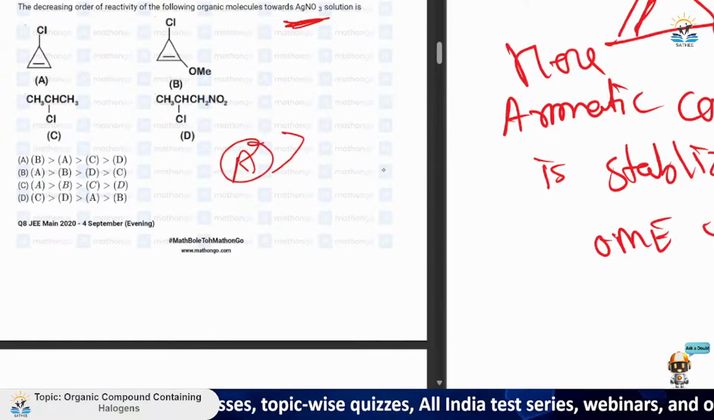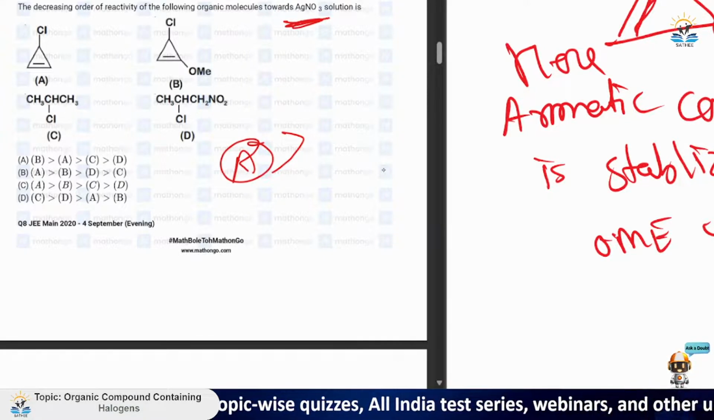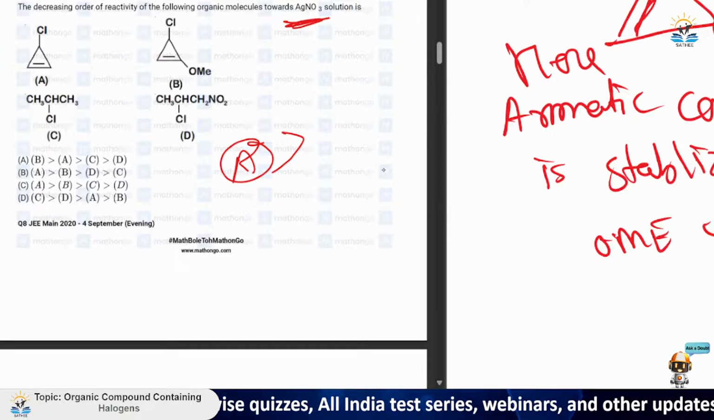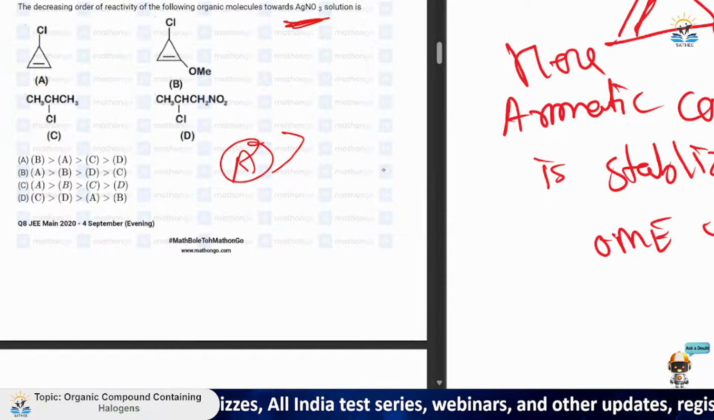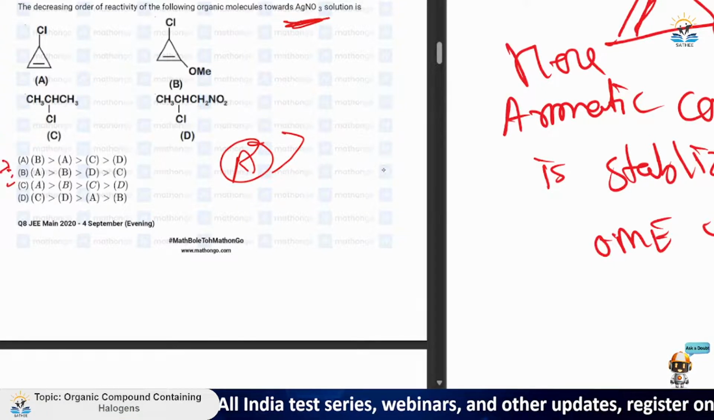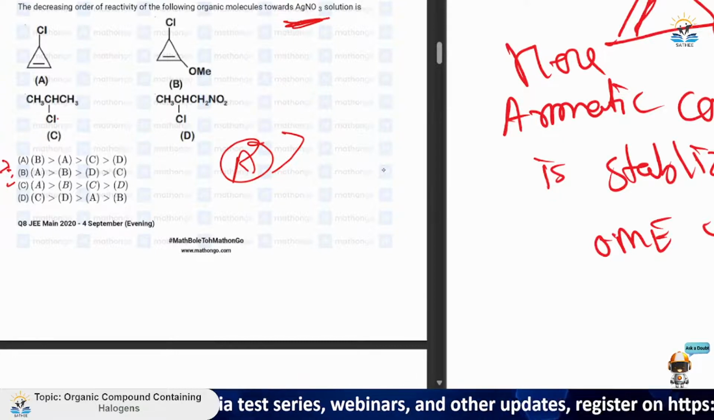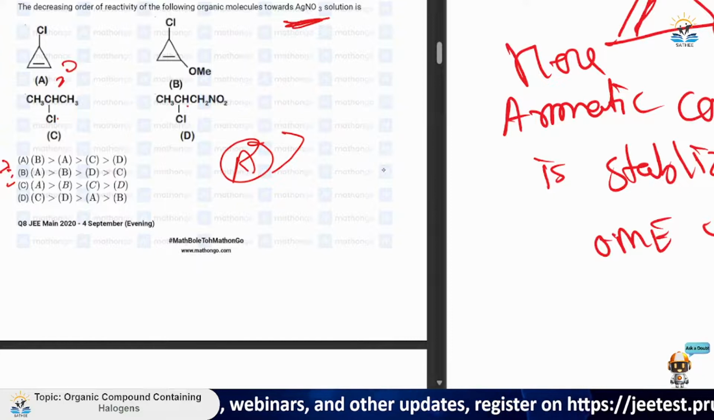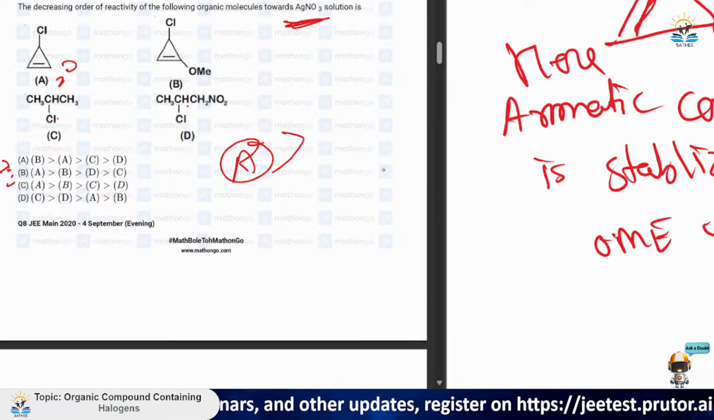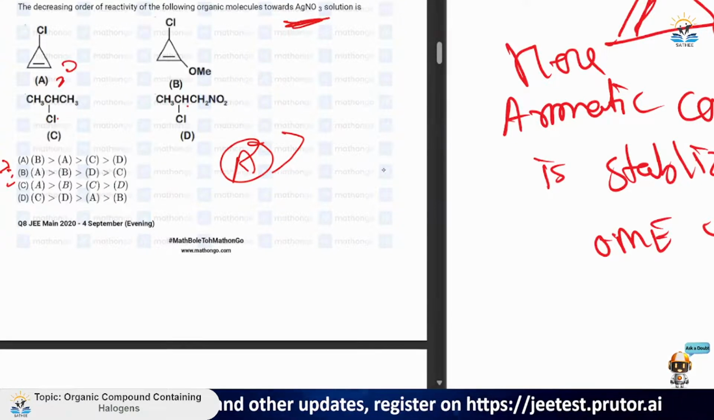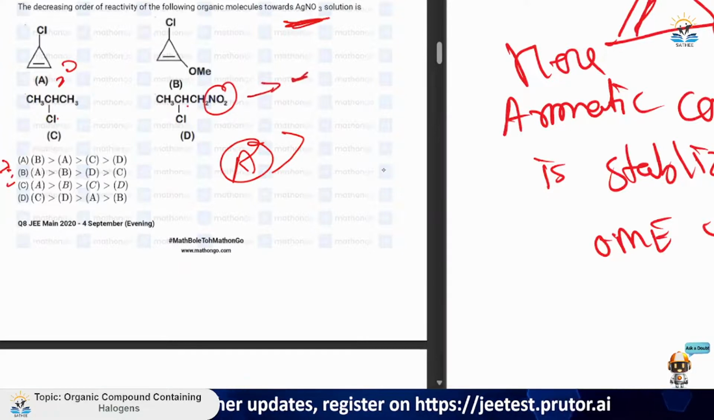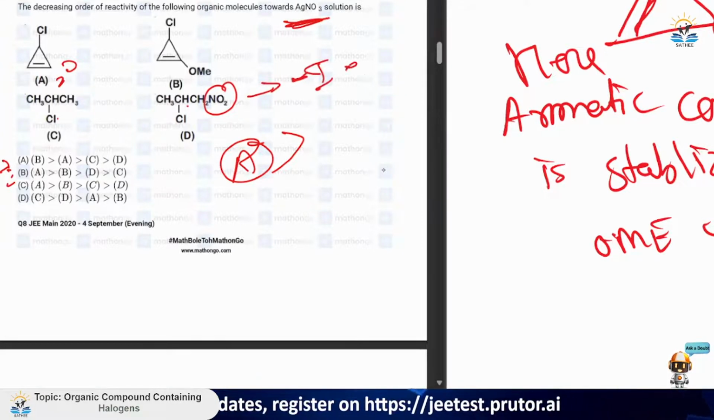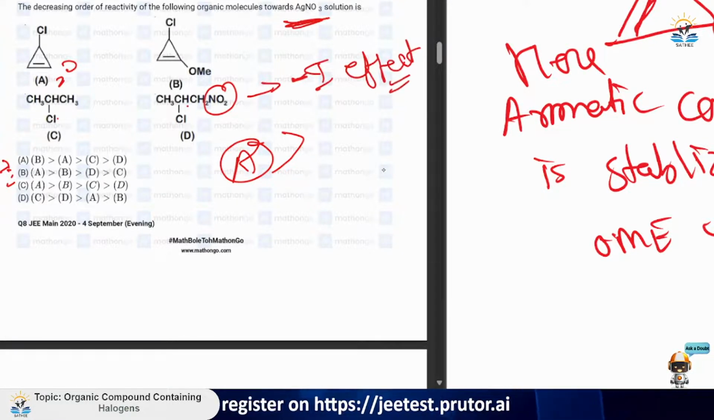A will be the highest, and after that B surely. Now talking about C and D. This is a 2-degree carbon and this is also a 2-degree carbon. But here there is an NO2, which gives a minus I effect, and due to the minus I effect, the carbocation stability decreases. So it will be the last one.